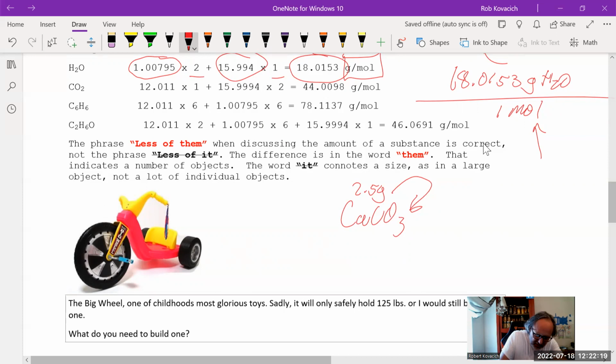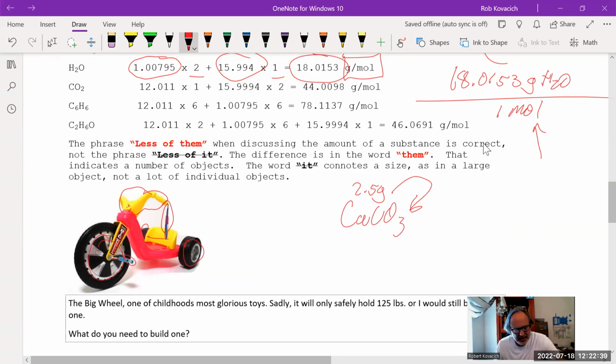Well, you'd need a set of handlebars. You need 2 streamers. You need 2 small wheels. You'd need a back seat. You need a frame. You need a fork. You need 2 pedals. You need a spindle. You need a big wheel, and you need some bolts. 2 bolts and 2 nuts to go along with those bolts.